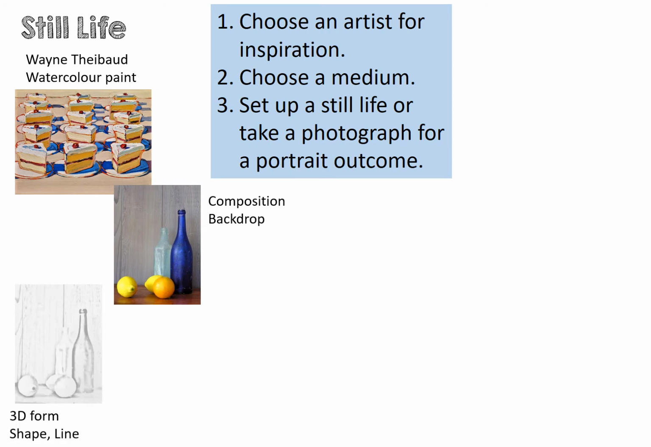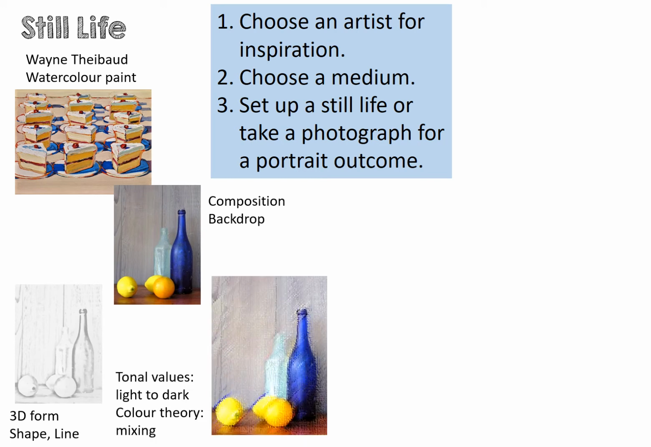Next, you'll need to think about 3D form, shape and line when you're sketching out the basic shapes of those objects. And then finally, you'll need to think about how you're creating different tonal values, so going from light to dark and identifying things like shadows and highlights, so looking really closely. And secondly, when you're applying the colour, you need to think about the colour theory that we looked at before Christmas, so how you're actually mixing those different colours, and again, looking really closely to try and identify the correct tones.